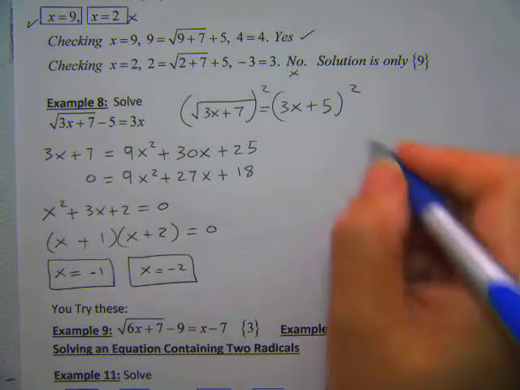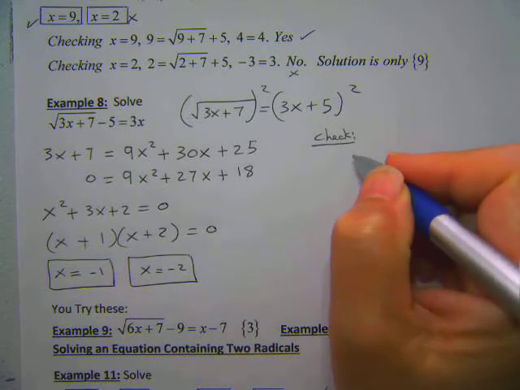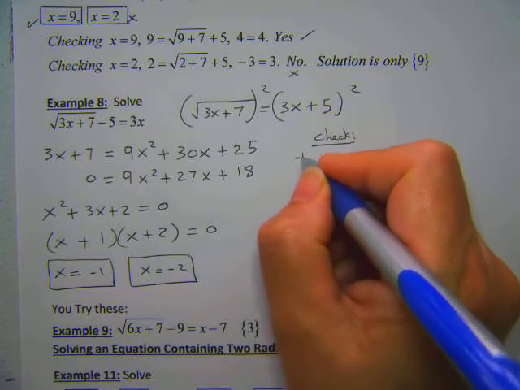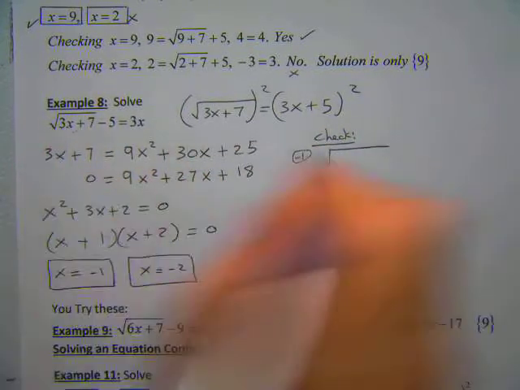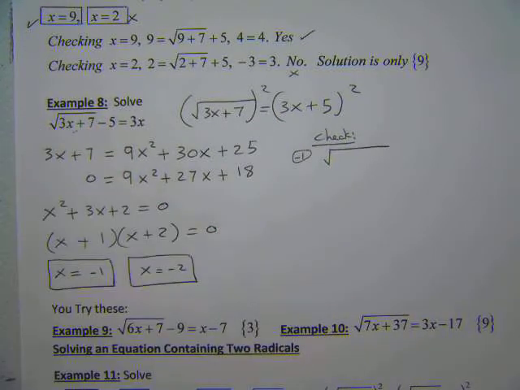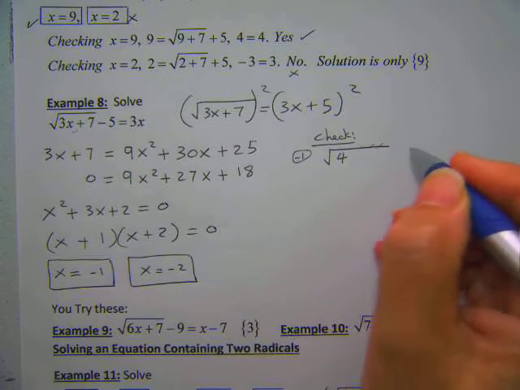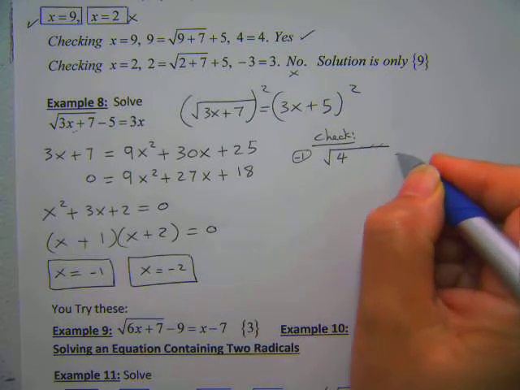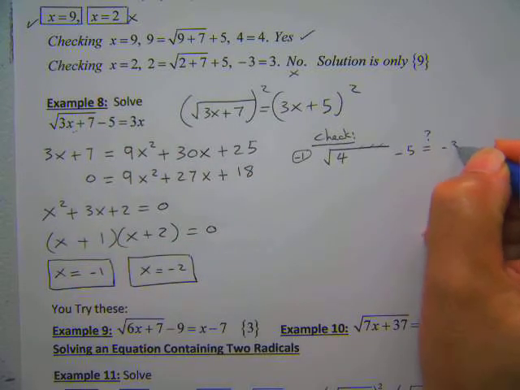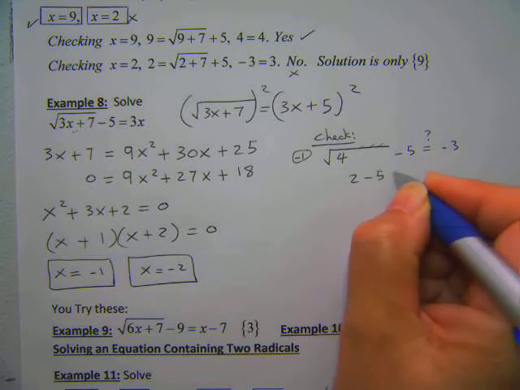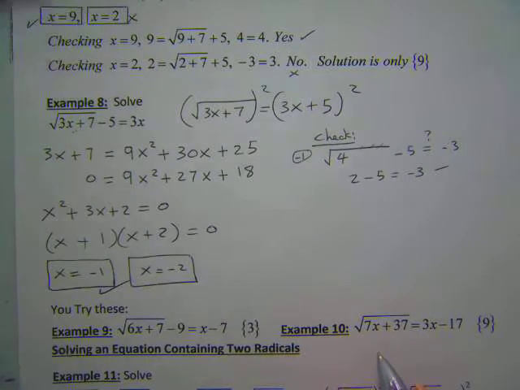Again, we're going to check my work. You can check it without writing it, whatever you want. Let's check the negative 1. The square root of, so negative 1 times 3, that's negative 3, and 7. 7 minus 3 is 4. That's too long. Square root of 4 minus 5, is that equal to 3 times negative 1, which is negative 3? So is 2 minus 5 equal to negative 3? Absolutely. So that's an answer.